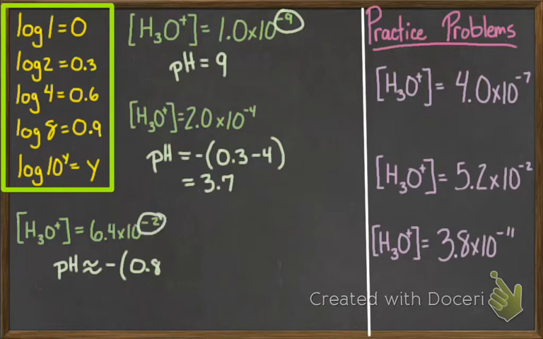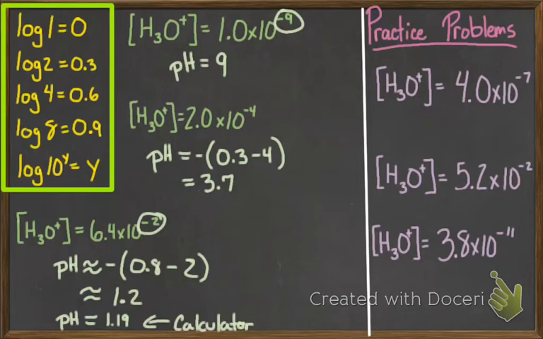And then again, this 2 is going to come down, and we're going to do our calculation. We're going to get that the pH is going to be approximately 1.2. If we plug this into our calculator, this is what we're going to get. So as you can see, 1.19, 1.2 is going to be about the same. But again, you might be off by a little bit. You could be at 1.3, 1.1.